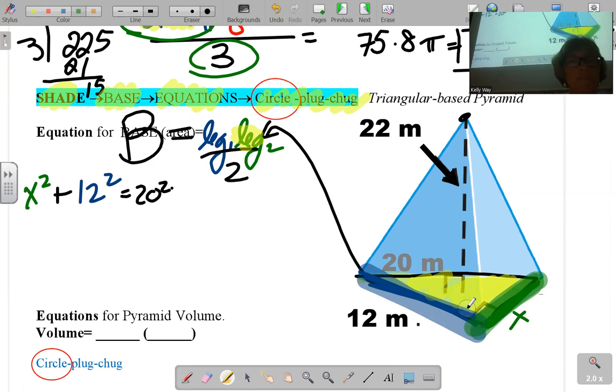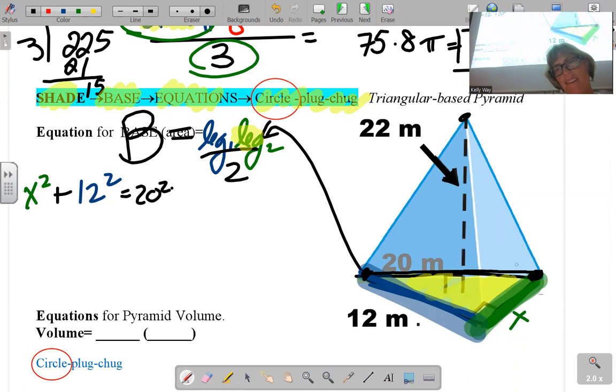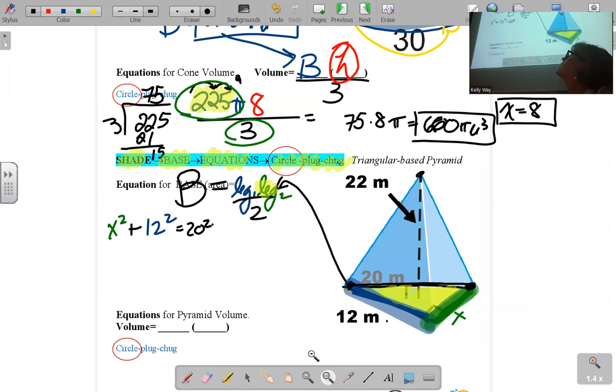Is the 20 meters the whole line? The 20 is the edge, which is the hypotenuse from there to there. I get it. That's why I'm telling you. Maybe I should have done a bracket. Is that helpful? Sorry about that, I didn't realize that was cut off.